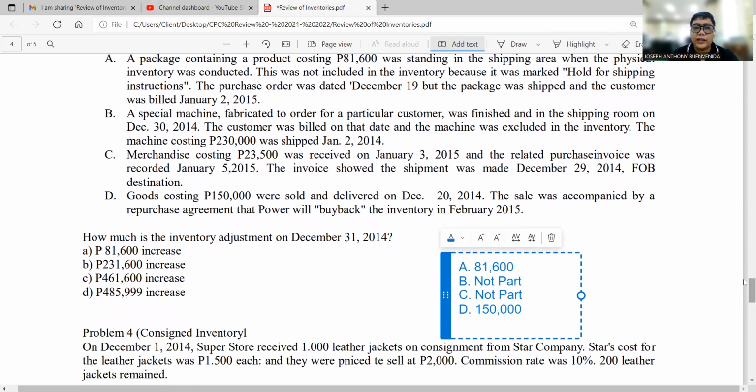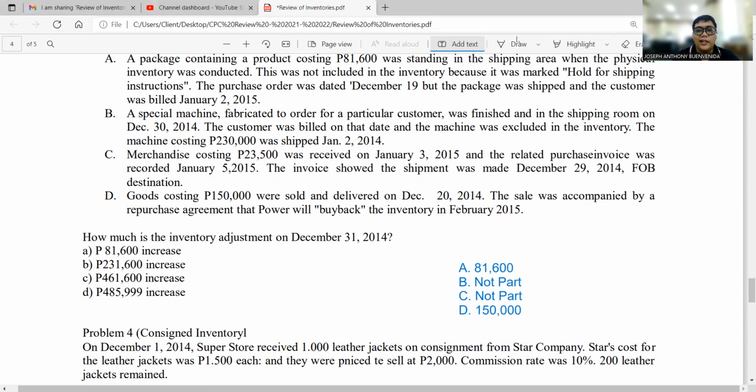So the change in our inventory should be an increase of 81,600 and an increase of 150,000 in inventory. What is the total? 81,600 plus 150,000, so 231,600 increase. So letter B.